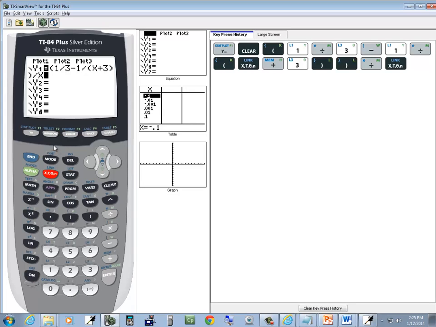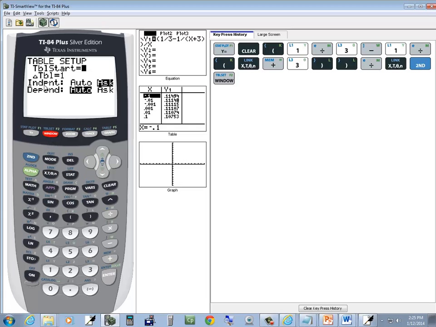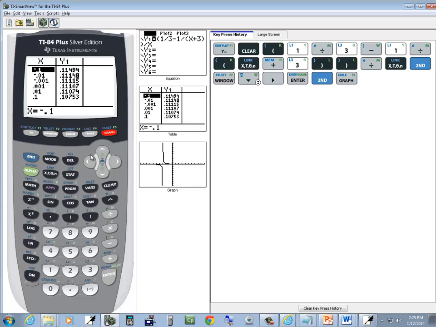Well, let's make sure our table setup is correct. So I do second window to go into table setup. Your independent should say ask. If it doesn't say ask, down arrow to that line, right arrow, put your flashing cursor on the ask and press enter one time. Now go to my table, so do second graph. You may or may not have numbers there. I'll clean up mine.